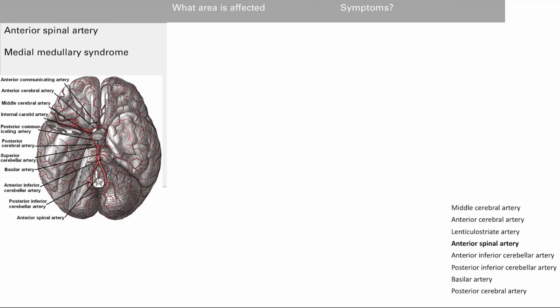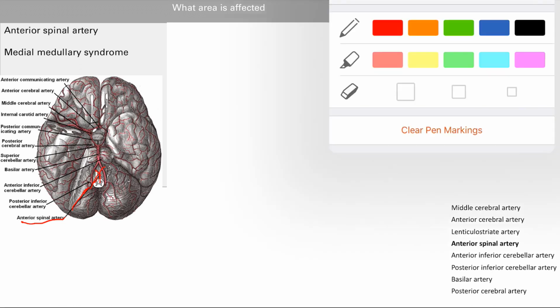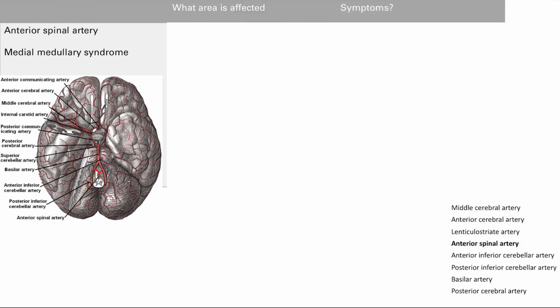I've drawn it here. Anterior spinal artery. Right here, it goes to the very middle. This is the anterior spinal artery right here. Let me just redraw that. Okay, this is the anterior spinal artery. It perfuses the medulla, and you can tell it's a medial medullary perfusion. And this is called medial medullary syndrome. This tells you everything you need to know about stroke to the anterior spinal artery.